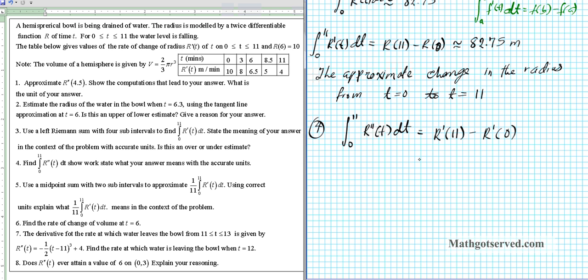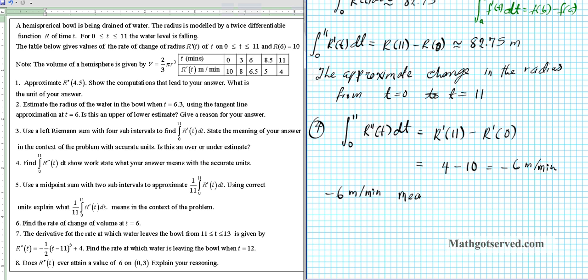What do we have? r prime of 11 is 4, minus r prime of 0, which is 10. 4 minus 10 is equal to negative 6. What's the unit here? We are calculating the difference between the first derivative, which is in meters per minute. The problem asks what your answer means with accurate units: negative 6 meters per minute.